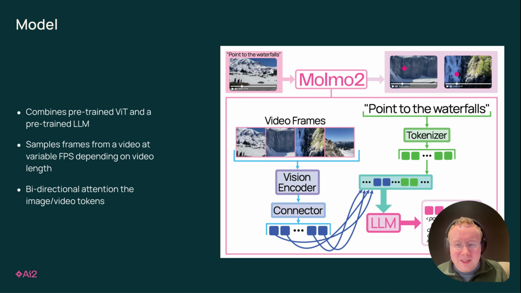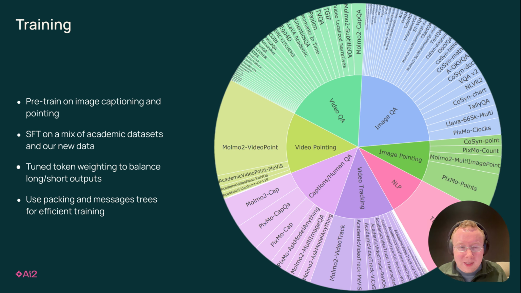And then the model itself is going to be pretty familiar with a pre-trained vision encoder and language model that are connected together. To do video, we sample frames from the video at a uniform FPS. The FPS is variable depending on how long the video is. And then we just input those frames into the model as we would an image. We did add bidirectional attention between image tokens, which we find boosts performance. To train this thing, we pre-train on image captioning and image pointing. We found adding image pointing to the pre-training helped quite a bit in stabilizing the pointing and grounding performance.